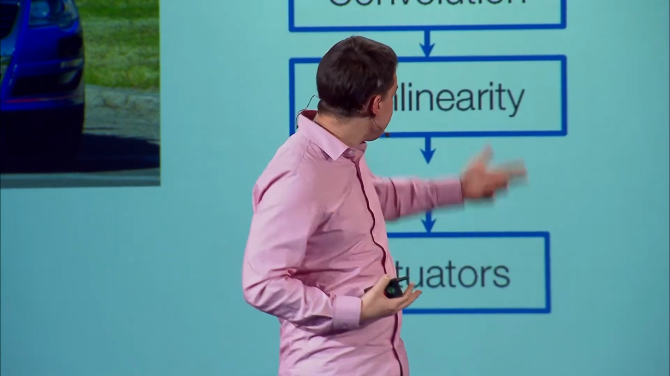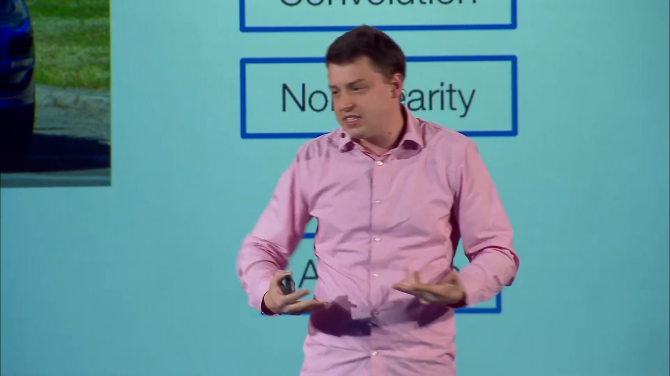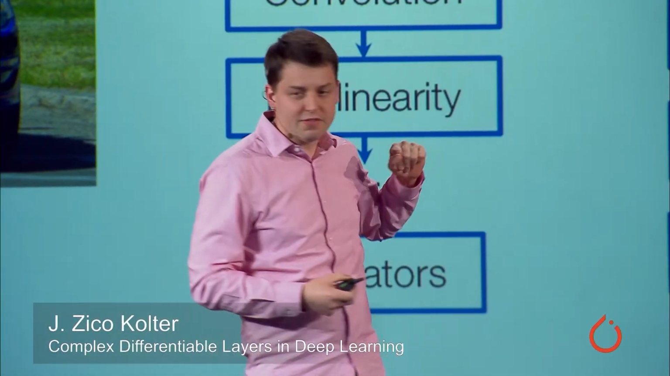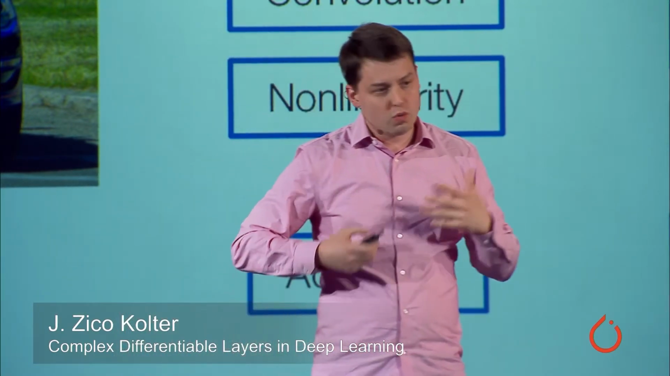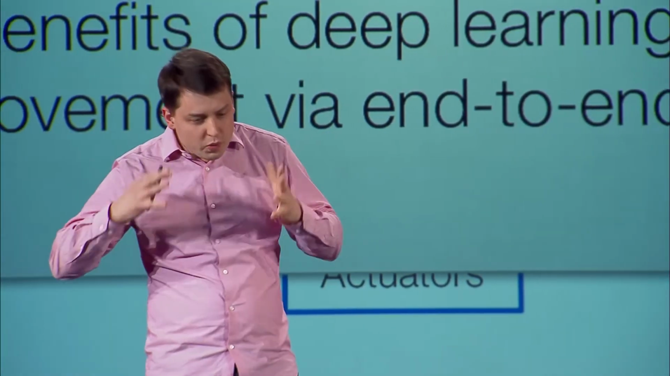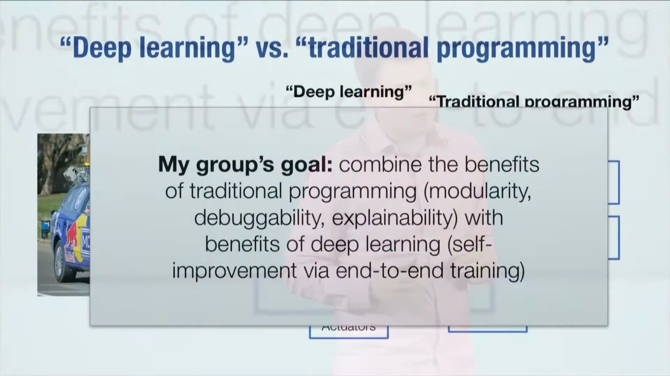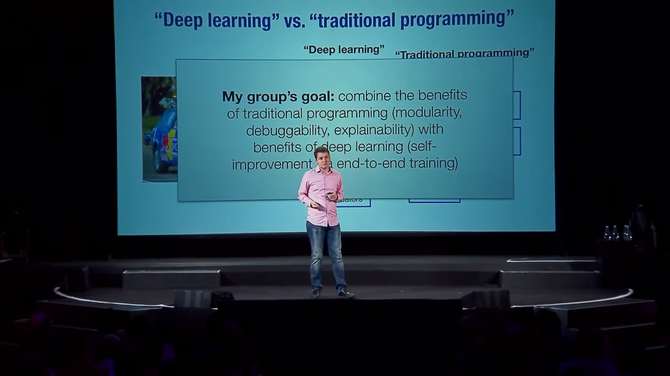Because when it comes down to it, if the pure deep learning model doesn't work, how do you debug that? How do you go in to inspect that and see what's working, what's not working? Whereas, of course, we have this known modularity, this sort of debuggability of the model on the right here. So what my group is looking at, or one of the things we're looking at, basically boils down to how do we combine the benefits, first, of traditional programming, which include things like debuggability, modularity, explainability, with the benefits of deep learning. And the chief benefit, I think, of deep learning really comes from the end-to-end training and self-improvement via end-to-end training.